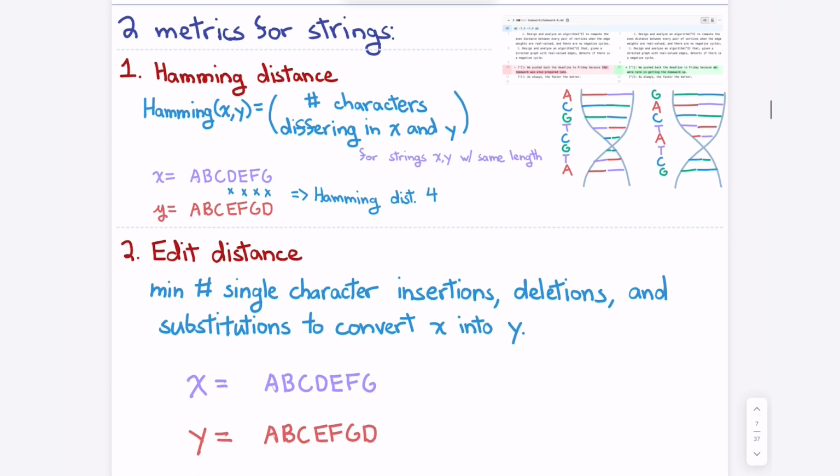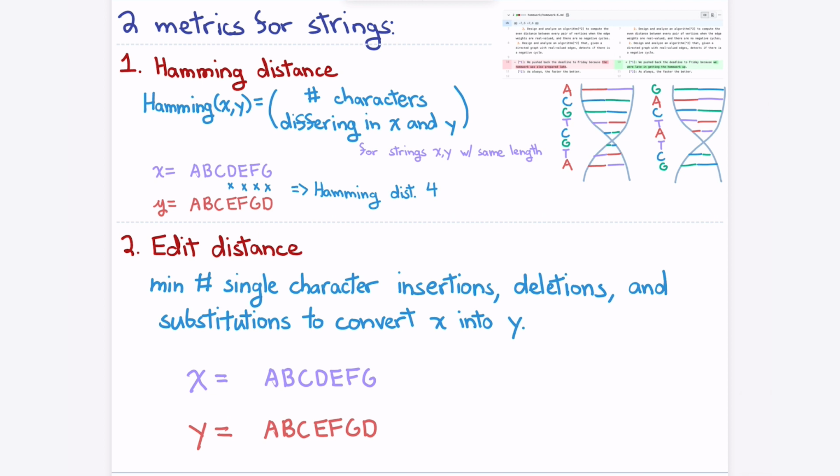A second metric, maybe it's more natural. Imagine you're at a keyboard and you're typing, and you're asking yourself, how long would it take for me on a keyboard to change one string into another? What's called edit distance is, given these two strings, how many edit actions do I need to convert one to another? An edit action is defined as either inserting one character, like say I'm going from X to Y, I'm either inserting a character to X, or deleting a character from X, or I can replace one character with another. So, single character edits.